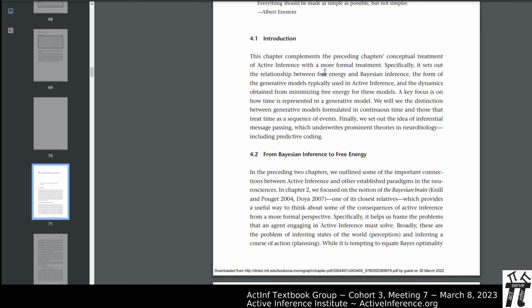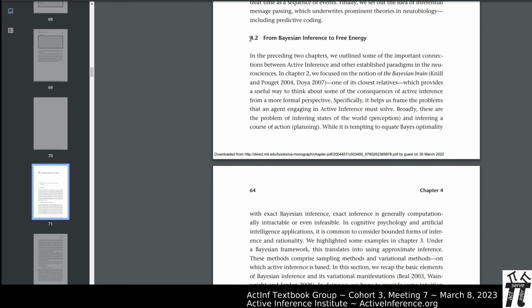We're going to be talking about free energy and Bayesian inference, and specifically the generative models that are used in active inference. 4.2, Bayesian inference to free energy.